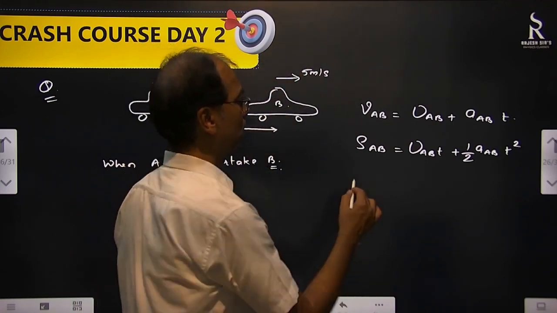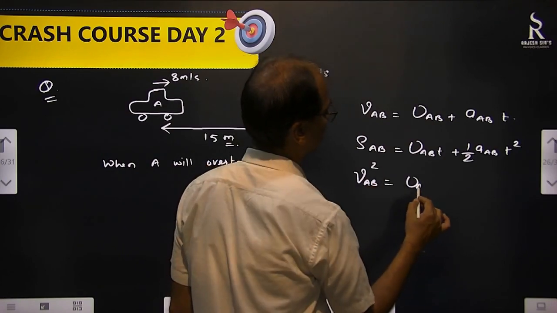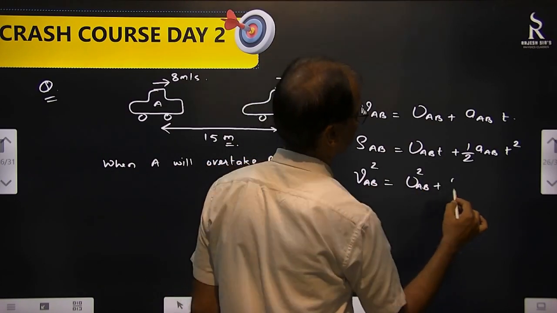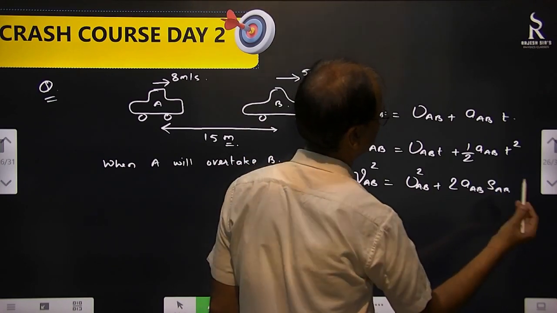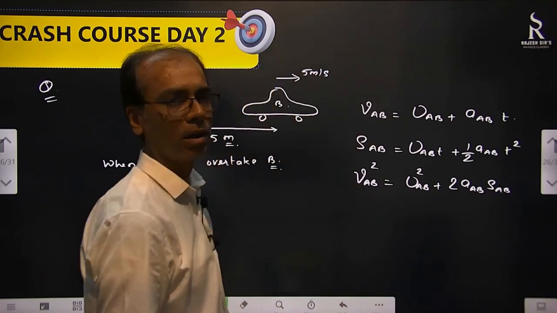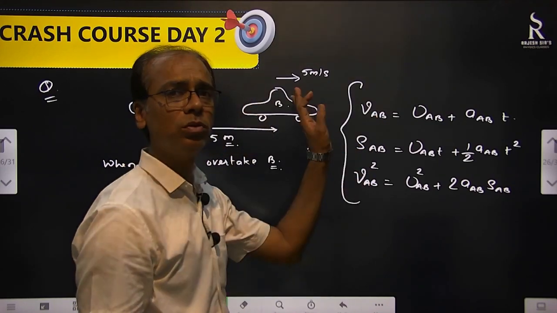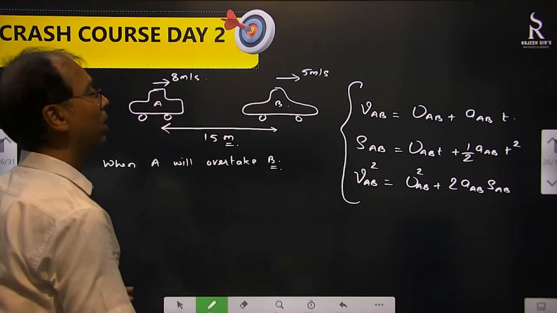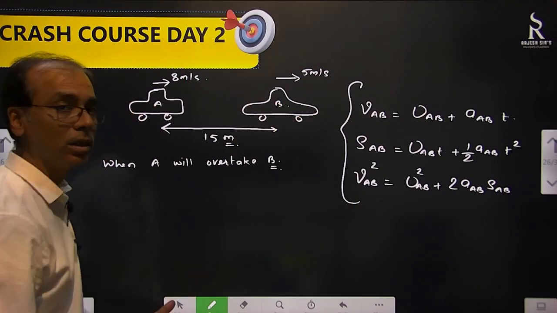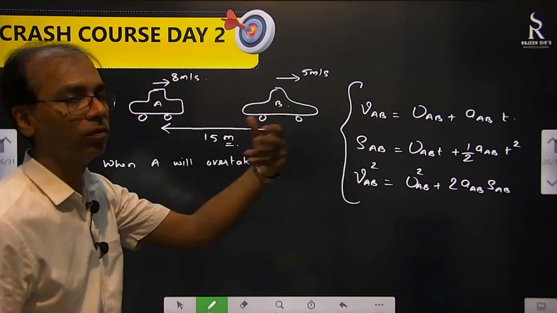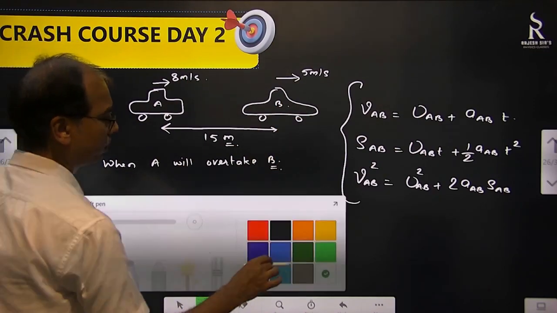Third equation: velocity of A with respect to B square equals UAB square plus 2 acceleration of A with respect to B into SAB. Same thing, only relatively we are writing. This will give us the answer. Why do we use this? Because otherwise we have to calculate it for B separately, for A separately, and then get the relation. Here in one itself we are getting it. So see now how to solve it in this way.